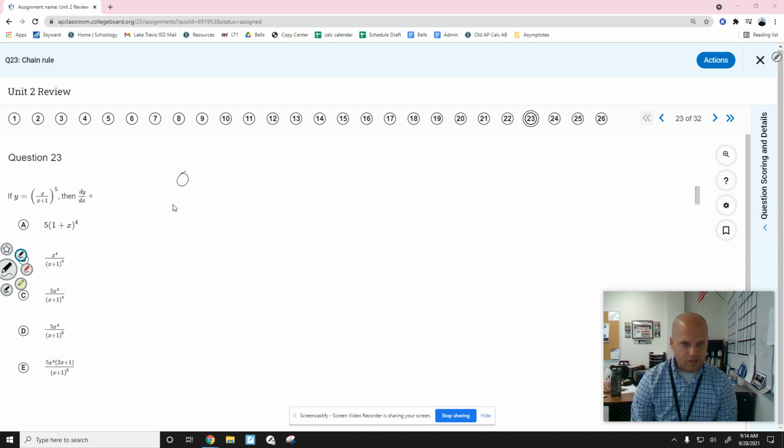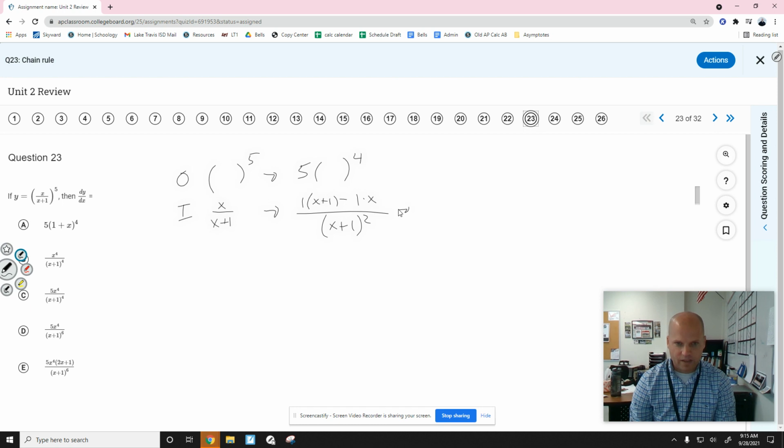All right, I think we had this in our notes. It is a combination of a chain and a quotient. Now, the chain rule is going to come first because when we take the derivative of the inside, we're going to use the quotient rule. Derivative of the top times the bottom minus the derivative of the bottom times the top, all over the bottom squared. I'm going to simplify this. It's x plus 1 minus x, so that's just going to be 1 over x plus 1 squared.